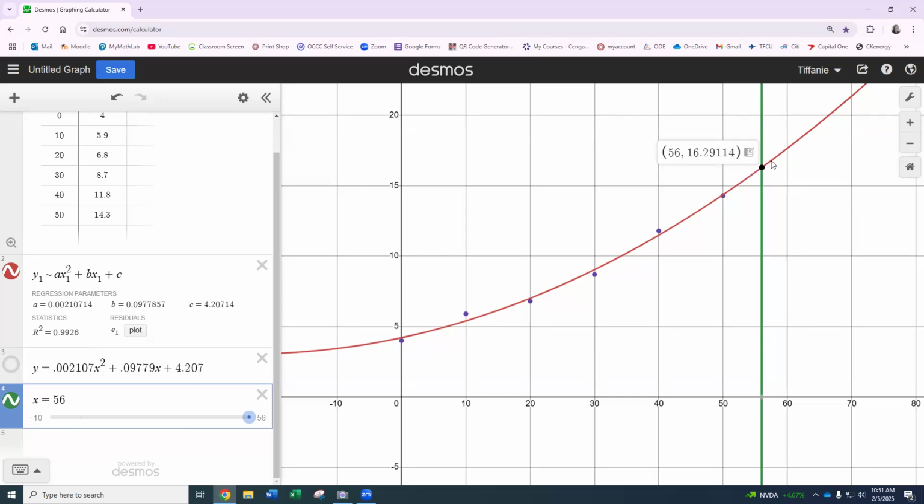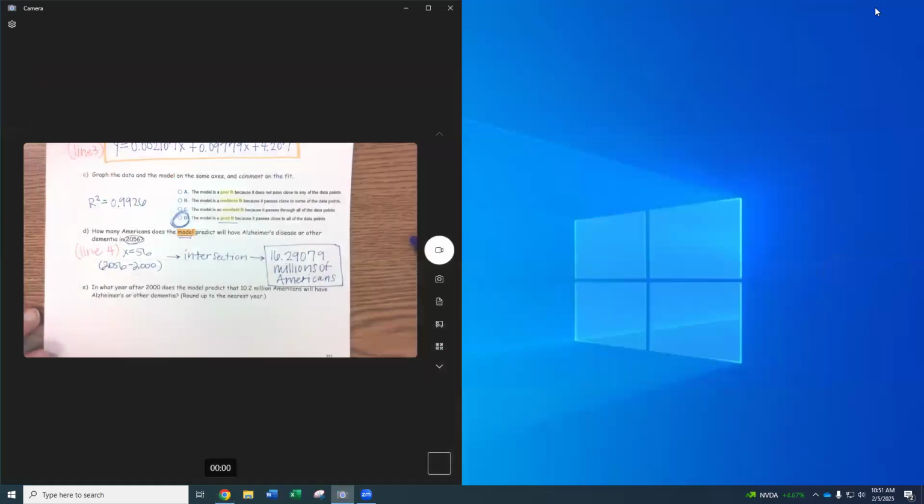Does it make that huge of a difference? No, in the grand scheme of things, it's not that big of a different of an outcome. But my MyMathLab's not going to accept this answer. It's going to accept this answer right here. So slightly off, but it will make a difference on you having to redo the problem.